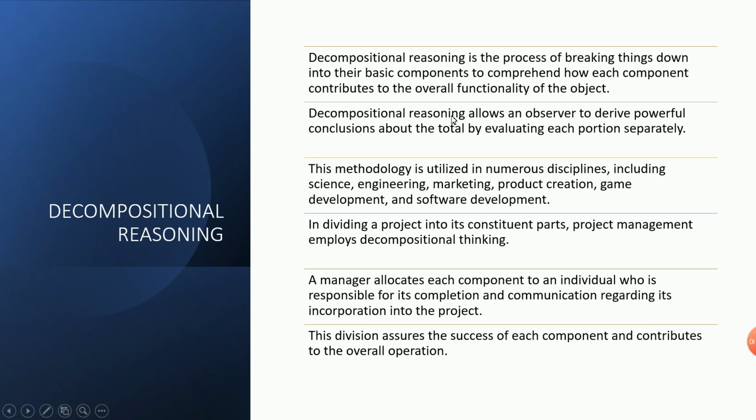So decompositional reasoning allows an observer to derive powerful conclusions about the total by evaluating each portion separately. For this, they have given a best example here. A manager allocates each component to an individual who is responsible for its completion. Simply, production department, packing department, marketing department of a company. That's how it is. And that individual is responsible for its completion and for communication regarding its incorporation into the project. So this division assures the success of each component and contributes to the overall operation. That is decompositional reasoning.